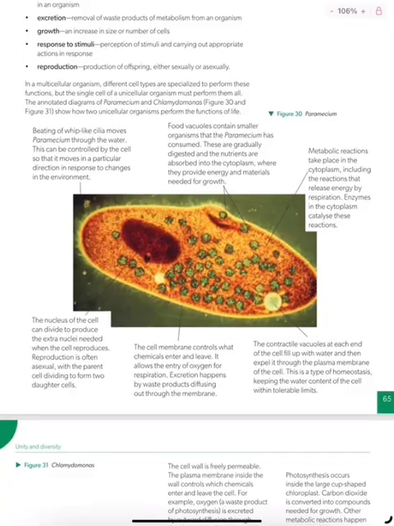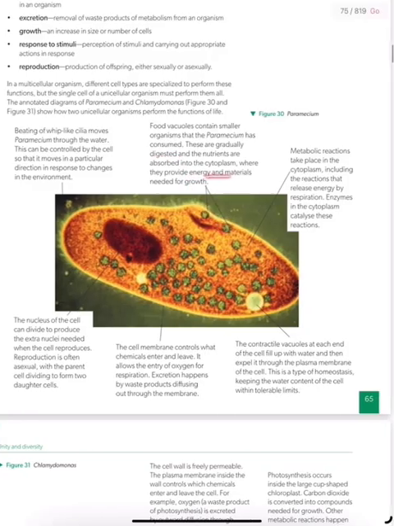So here we can obviously see different parts that are specialized to perform different tasks. In response to changes in the environment, so this is response to stimuli, whip-like cilia. You can see here these guys are cilia. We have the food vacuoles that contain smaller organisms that the paramecium has consumed. These are digested. These are nutrition needed for growth and energy.